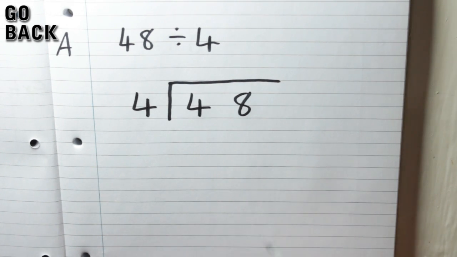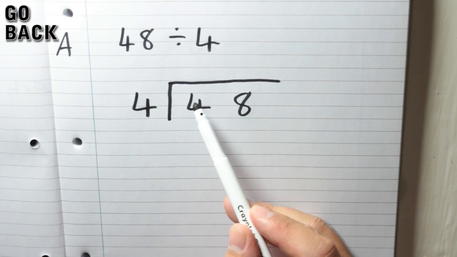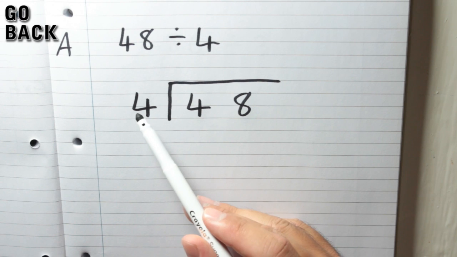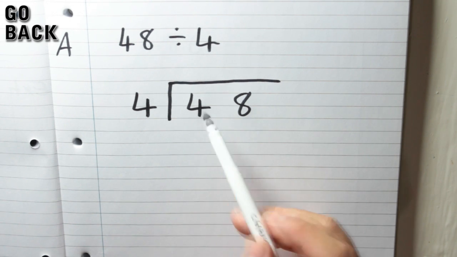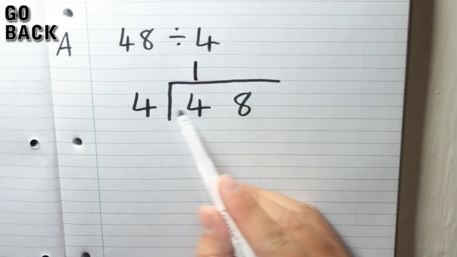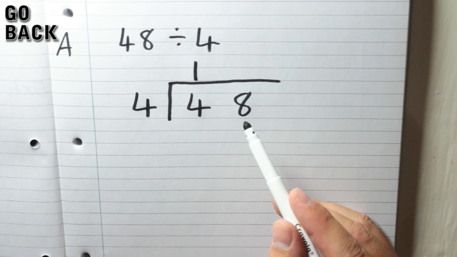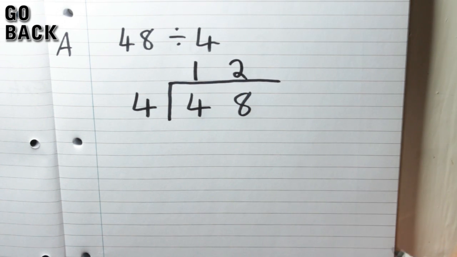So now we just ask ourselves, how many 4s will go into 4, or how many 4s fit into 4? You can just do the times table, where it's just 1, because 1 times 4 is 4, so you put a 1 there. And how many 4s go into 8? Well, 2 times 4 is 8, so it's 2, giving us an answer of 12.